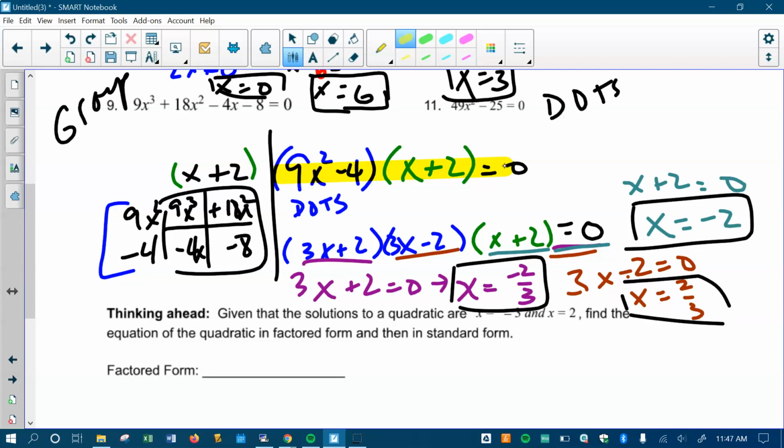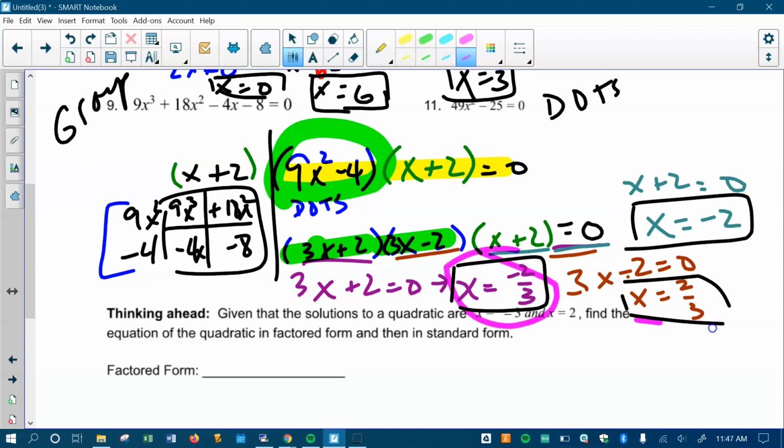Oh, I'm sorry. After that, I forgot about this one. This was kind of a hard problem. 9x squared minus 4 was actually a difference of squares, so I could factor one more time to get 3x plus 2 and 3x minus 2. And then when I said each factor equals 0, I got 3 answers. I got x equals negative 2/3, x equals 2/3, and x equals negative 2. And again, that was just setting each factor equal to 0 to solve for x.